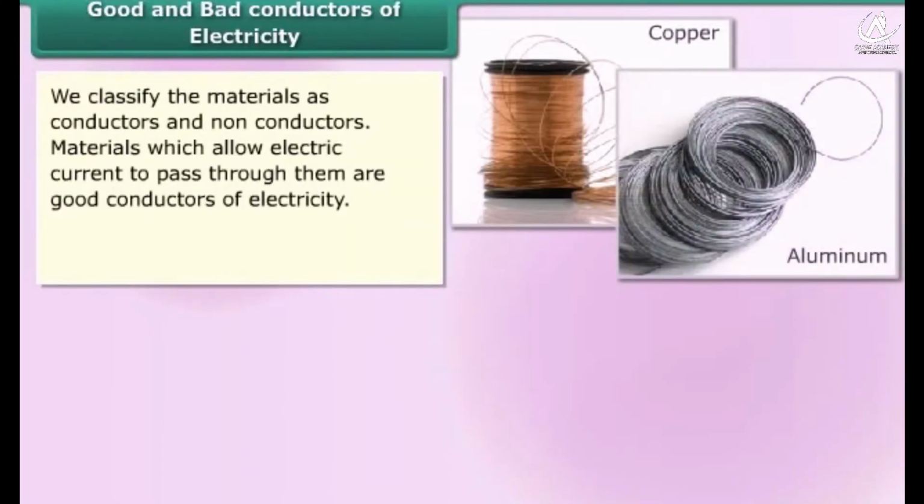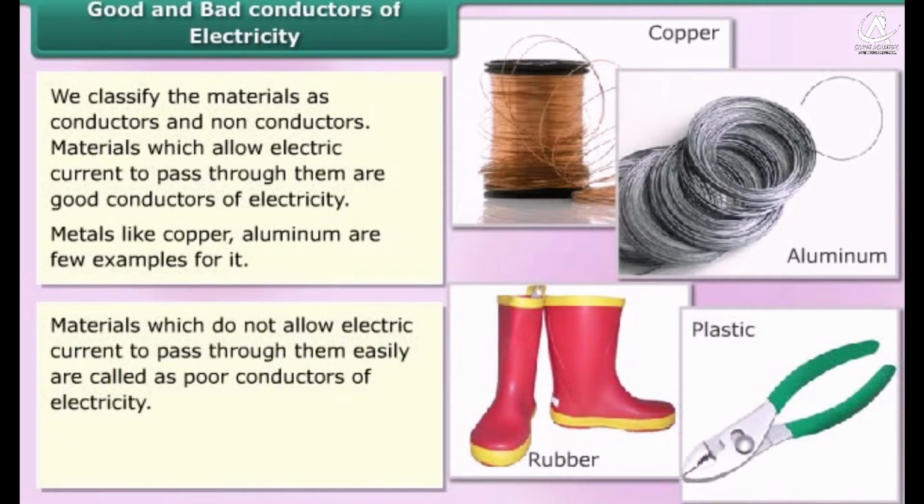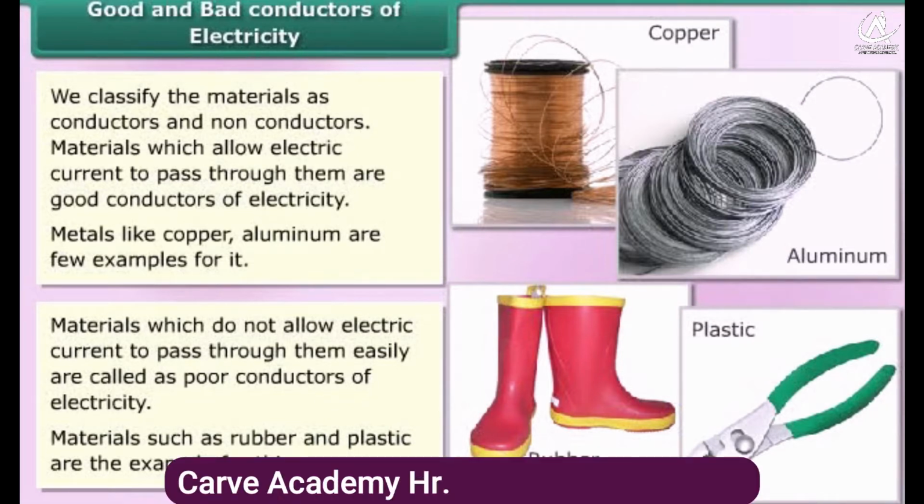We classify the materials as conductors and non-conductors. Materials which allow electric current to pass through them are good conductors of electricity. Metals like copper and aluminium are a few examples of it. Materials which do not allow electric current to pass through them easily are called poor conductors of electricity. Materials such as rubber and plastic are examples of this. We use a tester to test the conductivity of materials which are in solid state.